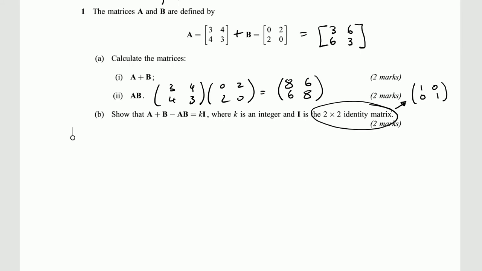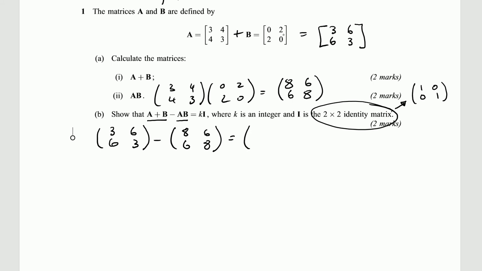So let's now look at this. I've already worked out A plus B, and I've already worked out A times B, so I'm going to start off by writing down that A plus B is (3, 6, 6, 3), taking away AB, which is (8, 6, 6, 8), and working out what that comes to.